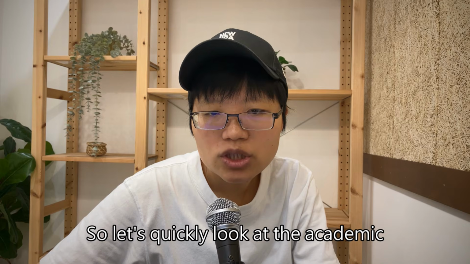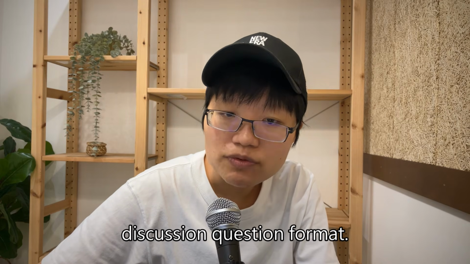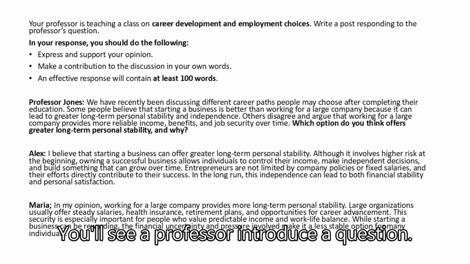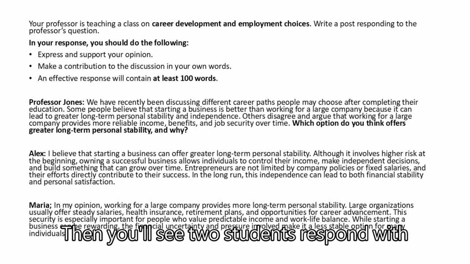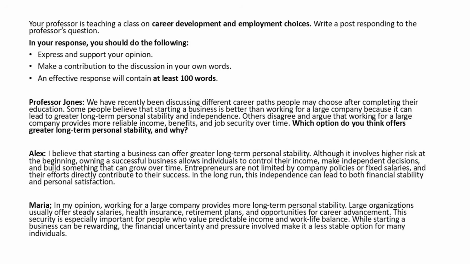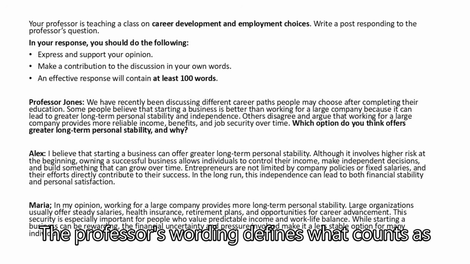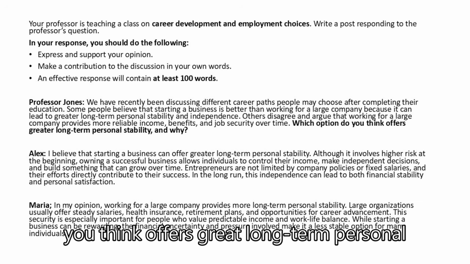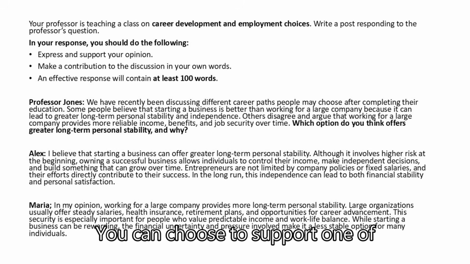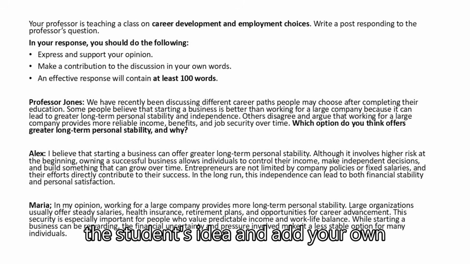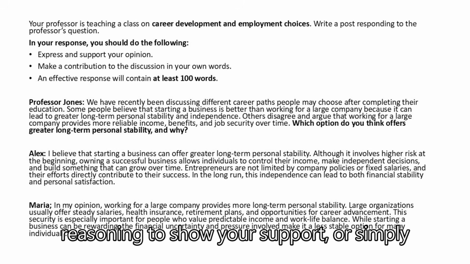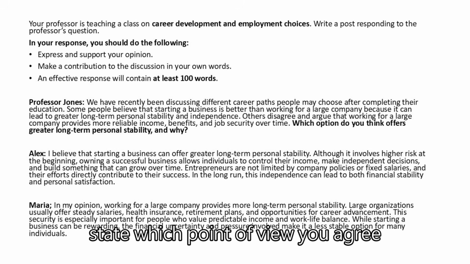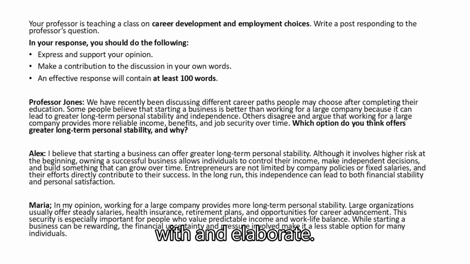So let's quickly look at the academic discussion question format. You'll see a professor introduce a question. Then you'll see 2 students respond with partial opinions, like this. The professor's wording defines what counts as being on topic. Like, which option do you think offers greater long-term personal stability and why? You can choose to support one of the students' ideas and add your own reasoning to show your support, or simply state which point of view you agree with and elaborate.